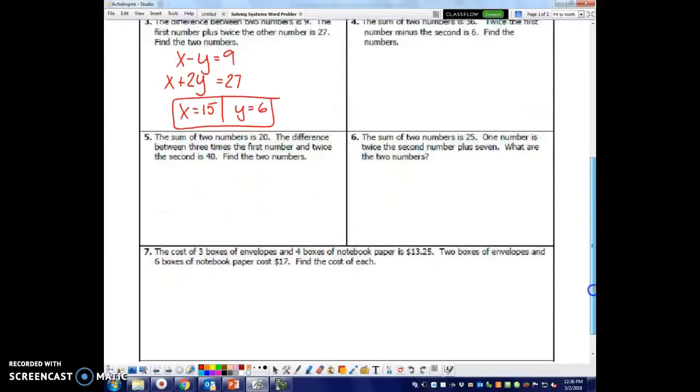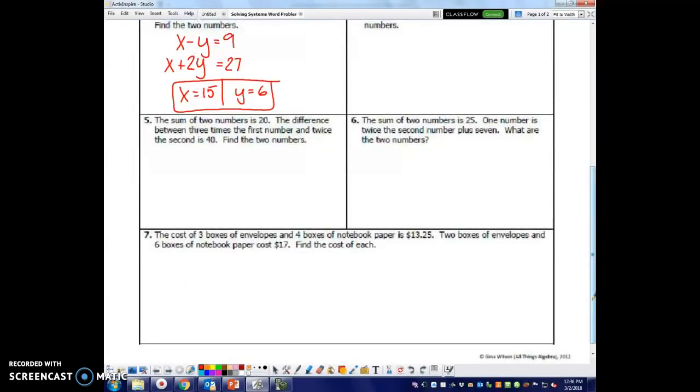Let's look at number 5. The sum of two numbers is 20. The difference between 3 times the first number and twice the second number is 40. Find the two numbers. So first, the sum of the two is 20. That's easy. Okay? Then the difference, so we know we're subtracting, between 3 times the first number and twice the second is 40. Remember, is means equals.